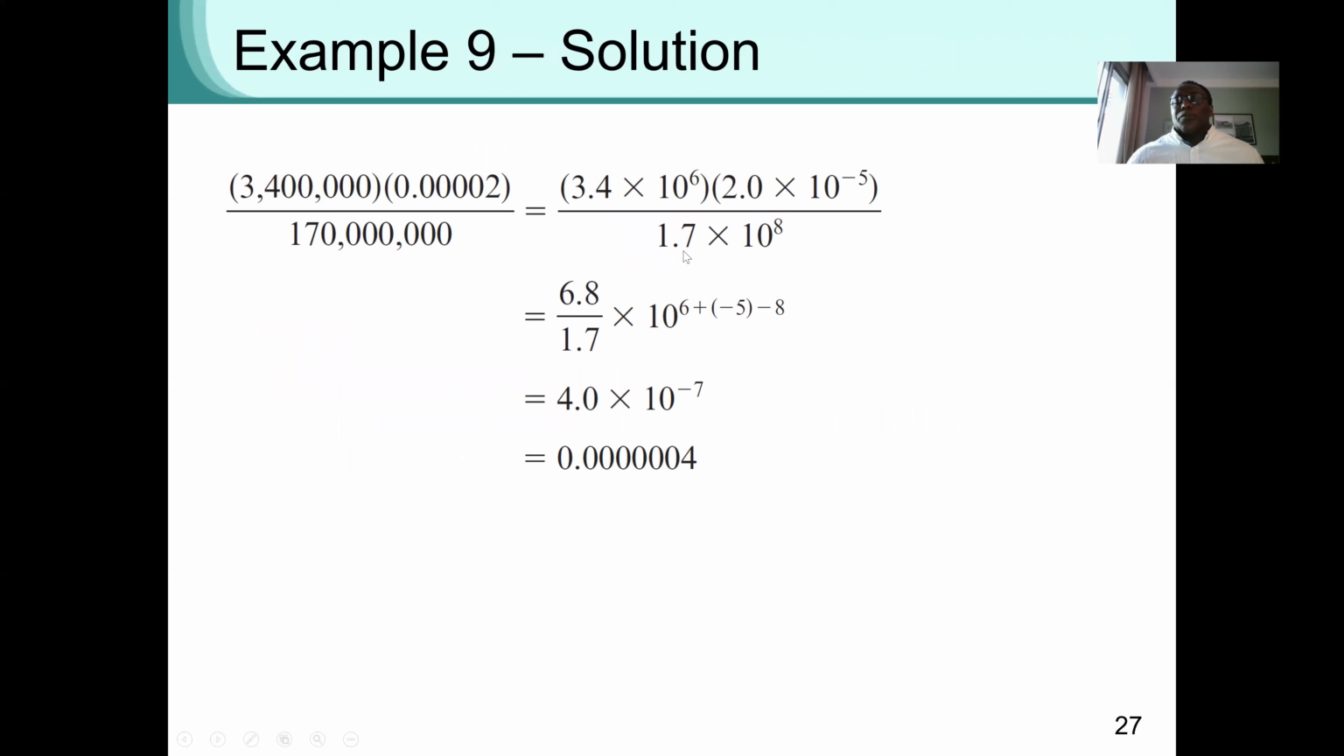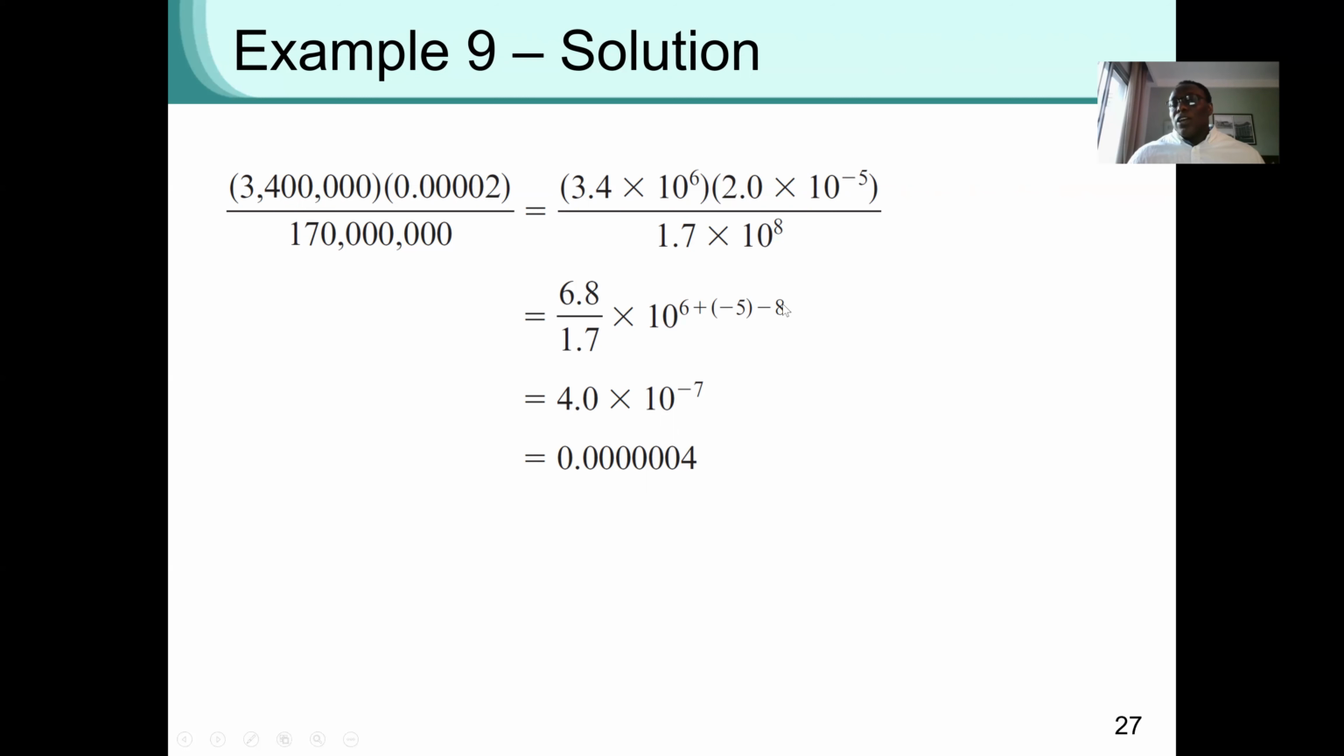So this is what we get: 3.4 times 10 to the power 6, times 2.0 times 10 to the power negative 5, because we move the decimal places to the right, divided by 1.7 times 10 to the power 8. We move to the left, reducing the value. So from here, we can cancel. Now we know that the bases are the same, 10, 10, 10. So we can use the power rules. Here we get 10 to the power 6 plus, they are multiplying, 3.4 multiplied by 2.0. So it will be plus negative 5. The 10 to the power 8 is divided, so minus 8.